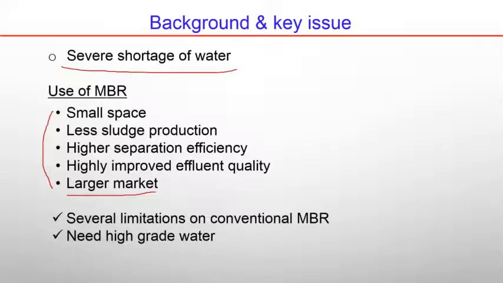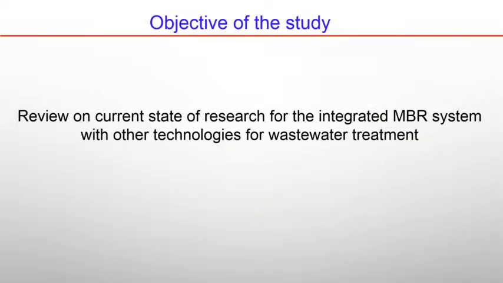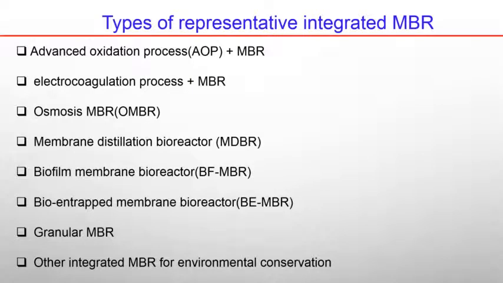In spite of this, conventional MBR has several limitations in the treatment of high-strength industrial wastewater, and there is a need for high water quality. The objective of the study is a review on the current state of research for the integrated MBR system with other technologies for wastewater treatment. There are several types of representative integrated MBR.